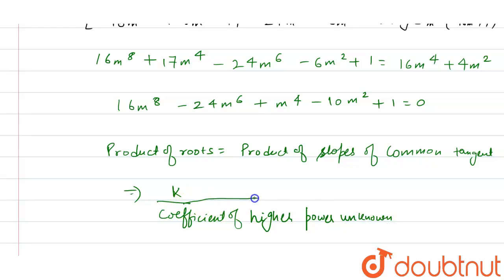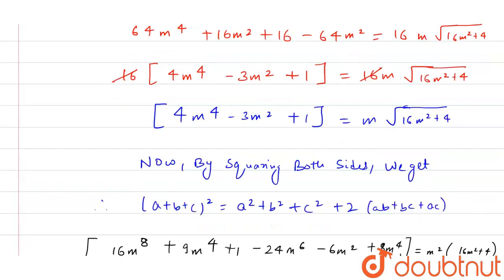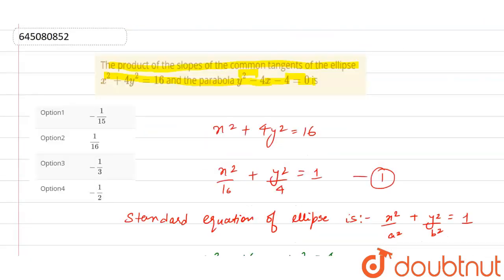So from here we get that the constant term is equal to 1 and the coefficient of the higher power unknown is 16. So we get 1 by 16. So our final answer is 1 by 16. Now from the options we see that option 2, that is 1 by 16, is correct.